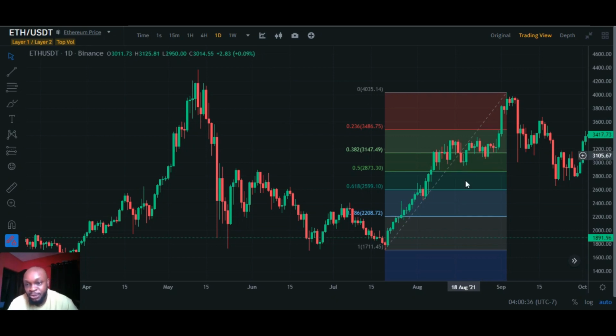Now this golden ratio, when the market pulls down to this golden ratio, most likely the market is going to bounce back up, because sometimes the market does not retrace on this 0.5 line and it comes down to the golden ratio, which is basically where the market will push up from.